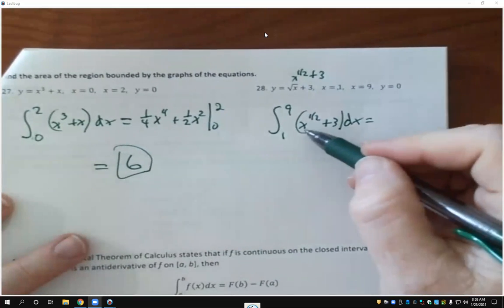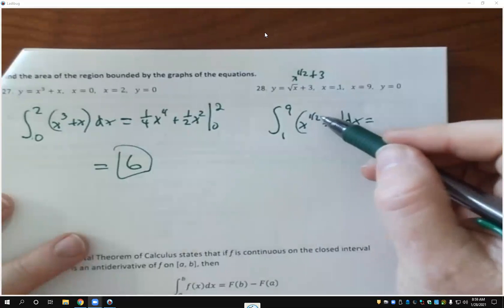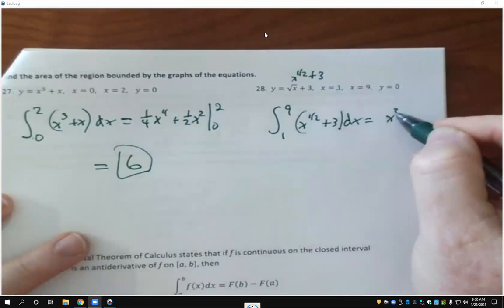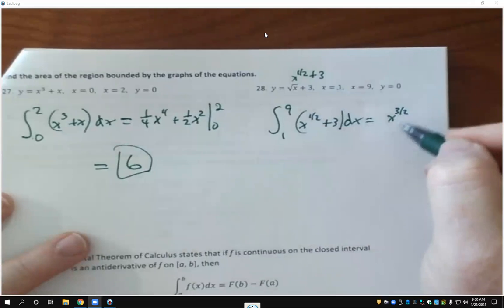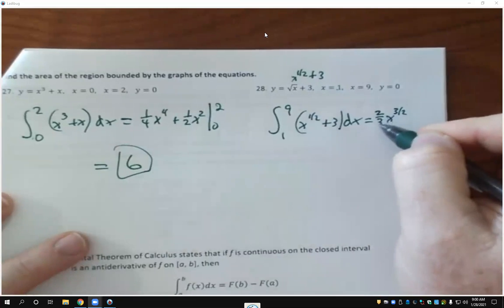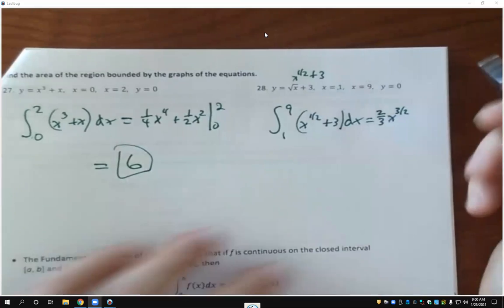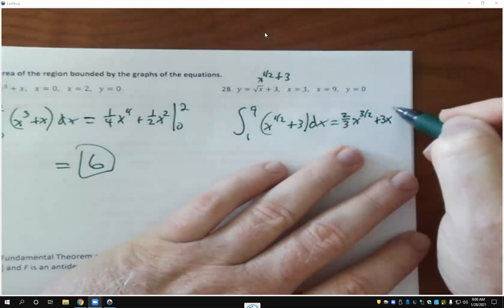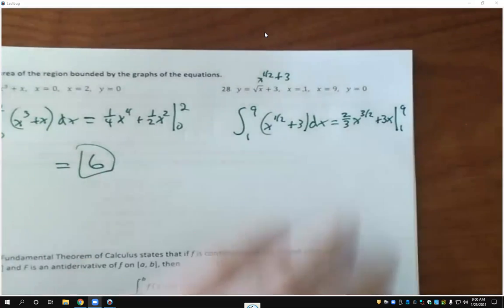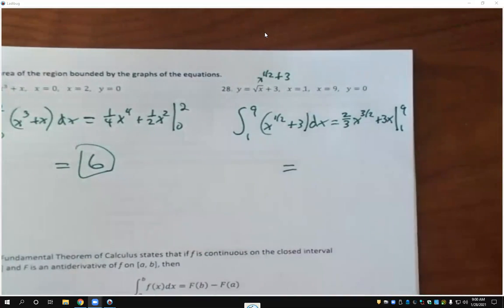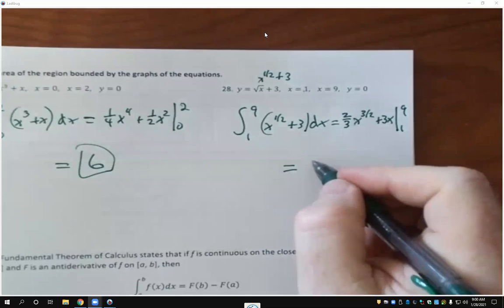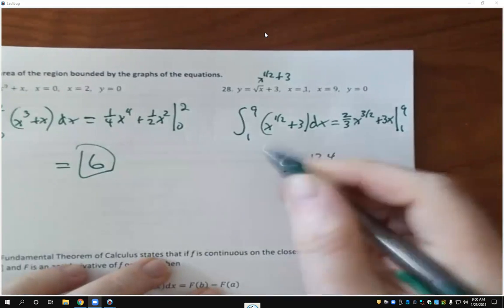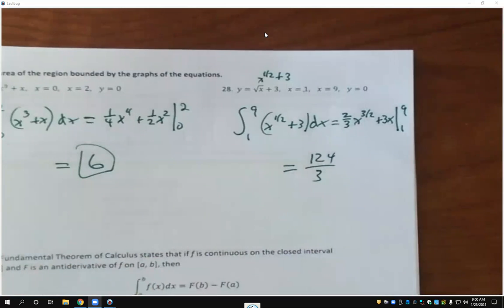Okay, the antiderivative of x to the 1/2 is, add 1 to this and you get x to the 3/2. Divide by 3/2, which means multiply by 2/3. The antiderivative of 3 is 3x, and we're evaluating that from 1 to 9. And this final answer would be 1/24 if you had a calculator. Well, if you had a calculator, you wouldn't even be doing this by hand, but you could turn that into a decimal.